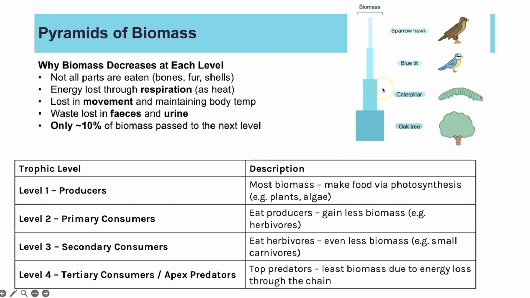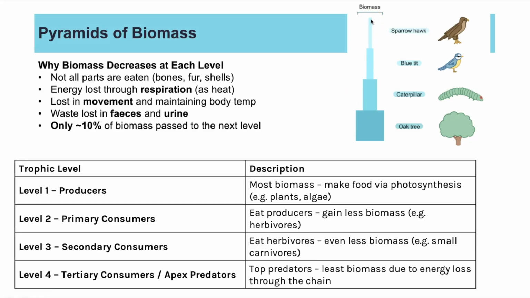And there's different reasons for that. Sometimes it might be that not all of an animal is eaten. So we don't eat fur, shells, bones. So that's wasted biomass. Energy gets lost in respiration. So that then can't be consumed and eaten from the animal because it's already lost. Energy is lost in movement, maintaining body temperature. Energy is lost in feces and urine as well. And we can see here some of the biggest losses for each stage in the trophic levels to help explain the biomass, the pyramid of biomass shape.